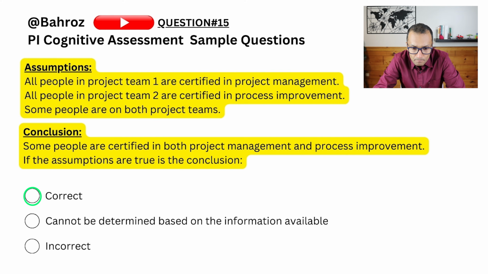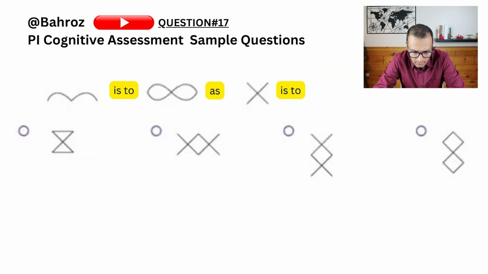We can conclude it. So this becomes the infinity sign, where the same shape is being added at the bottom. This should happen with X as well. The only option where the same shape is being added at the bottom is option C.